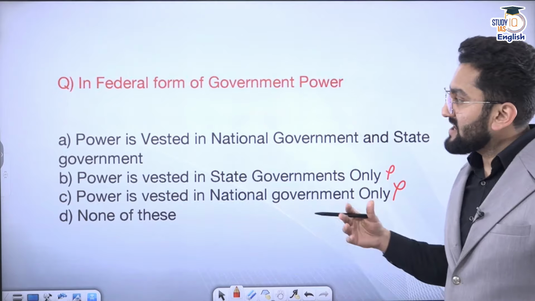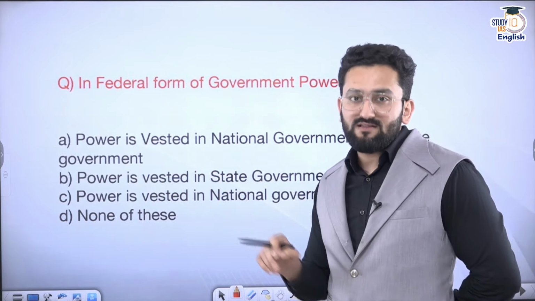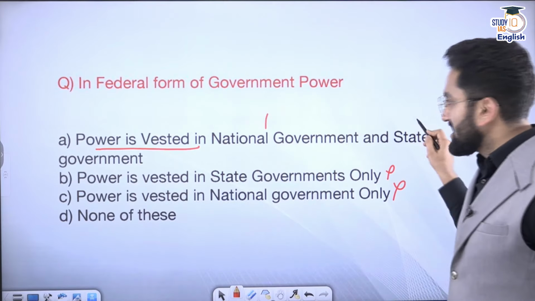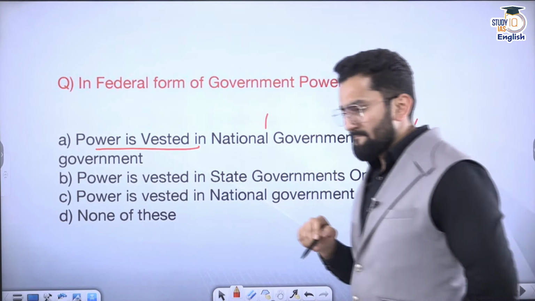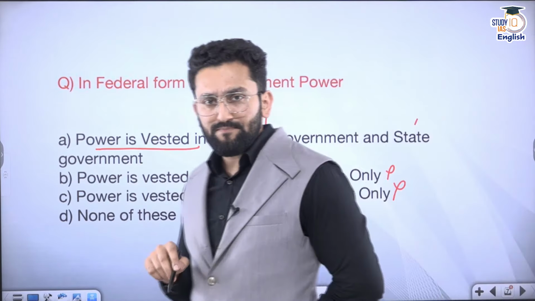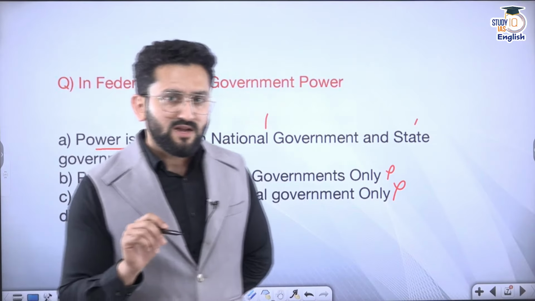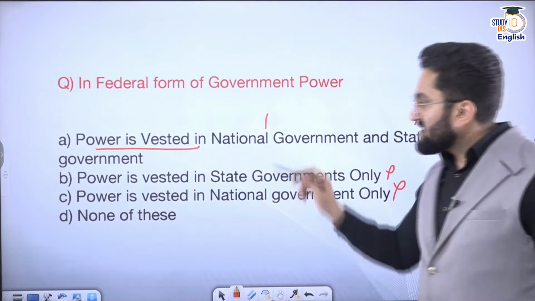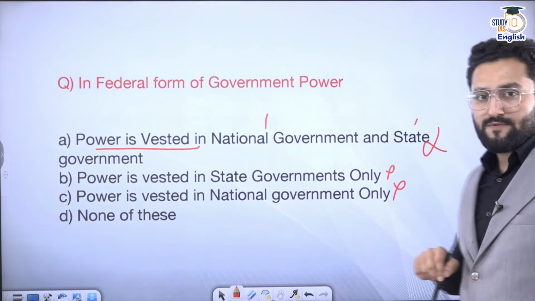And some students are going to mark A as the answer, because the option says power is vested in national and state government. So they will think, okay, yes, power is there. In case of India, power is there with state as well as national government, right? But this option is also wrong.